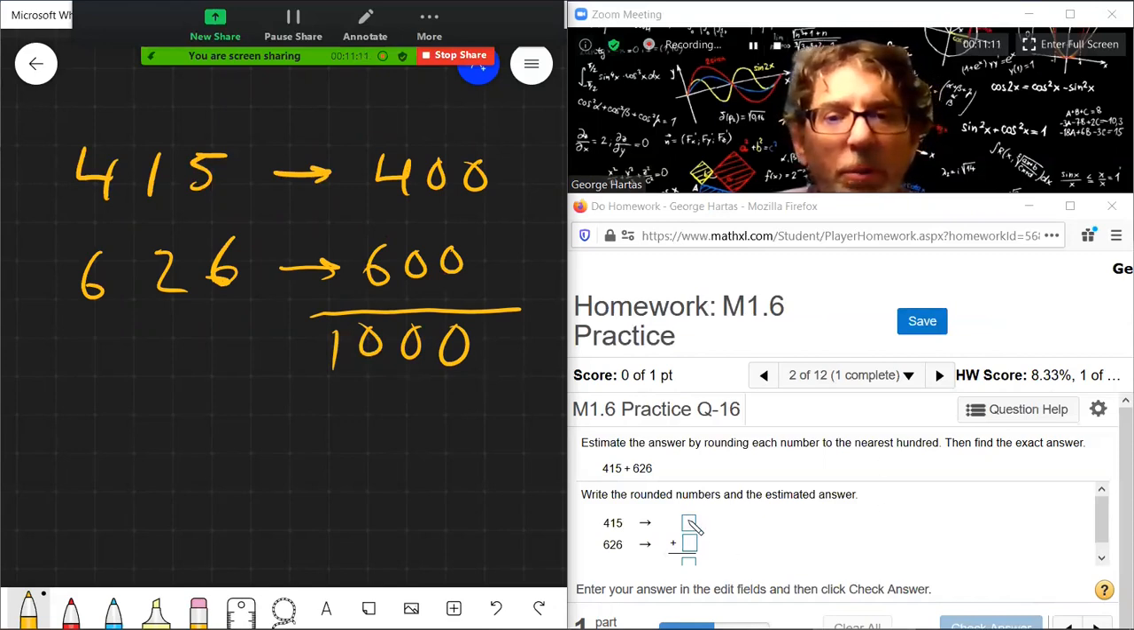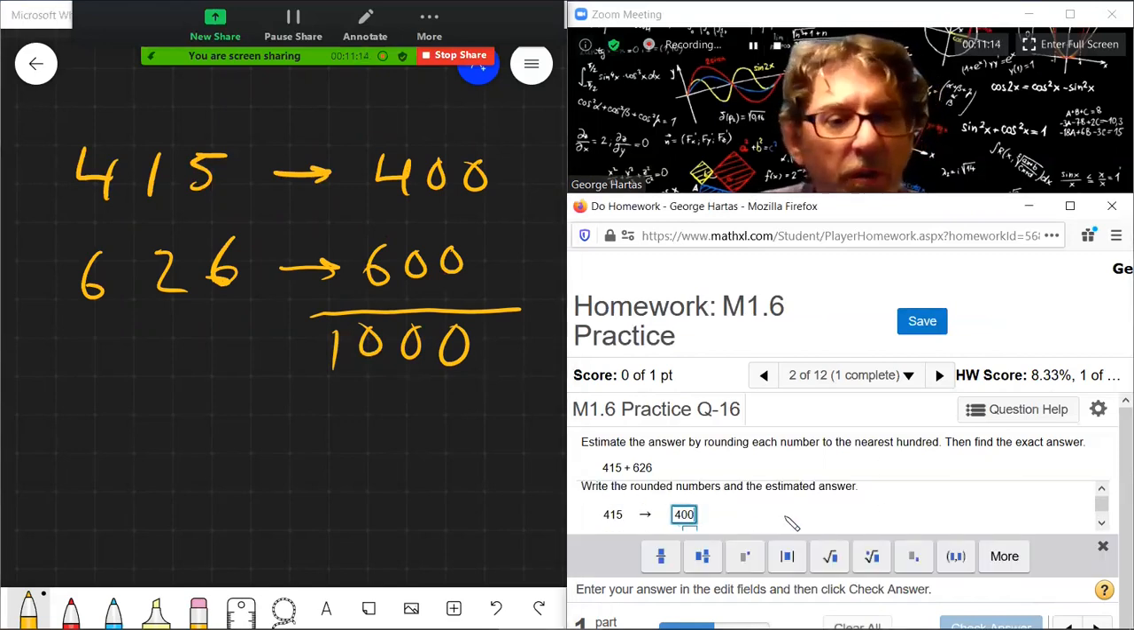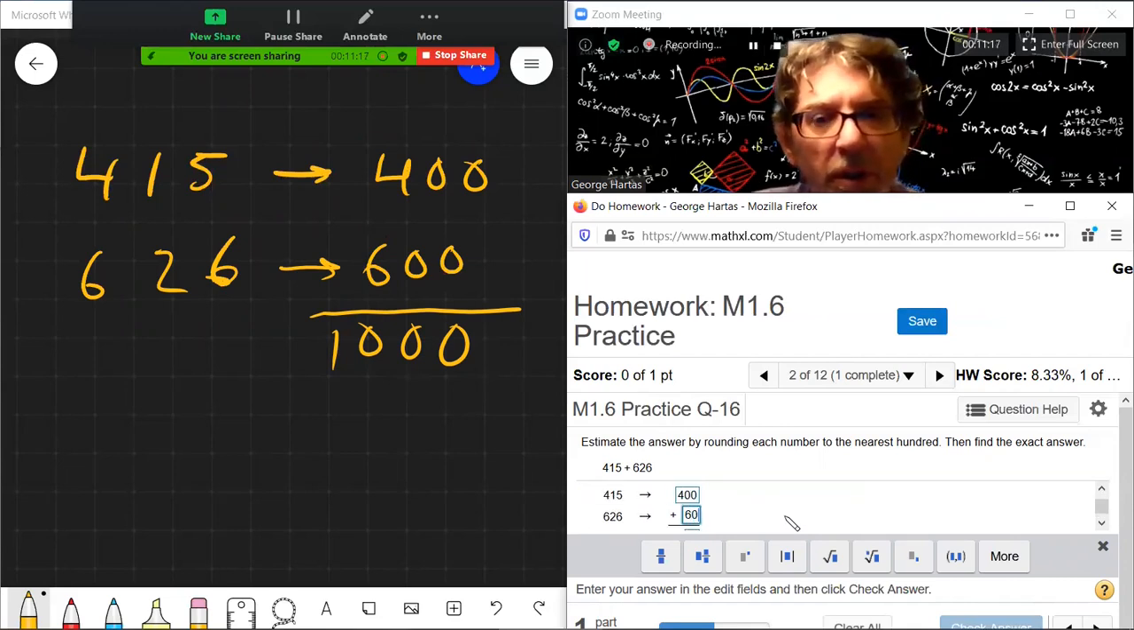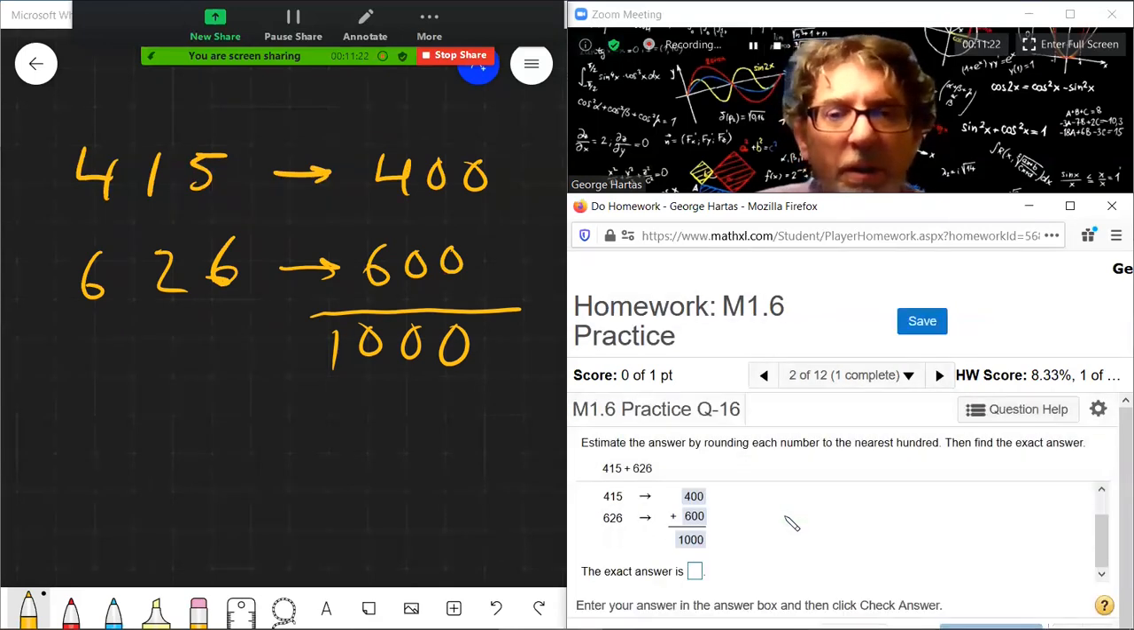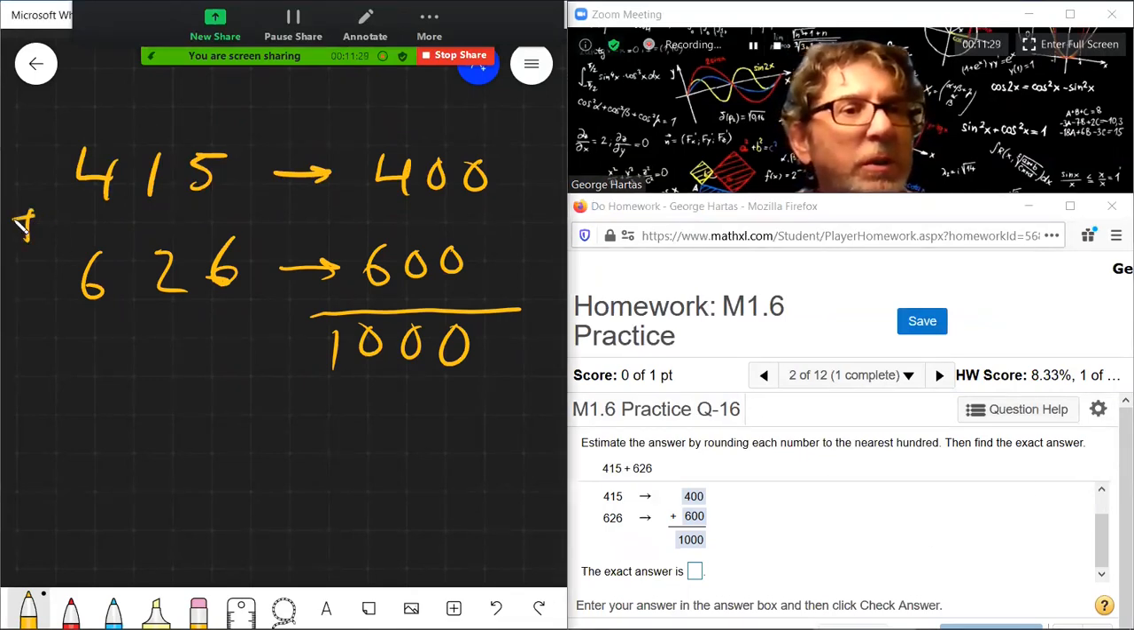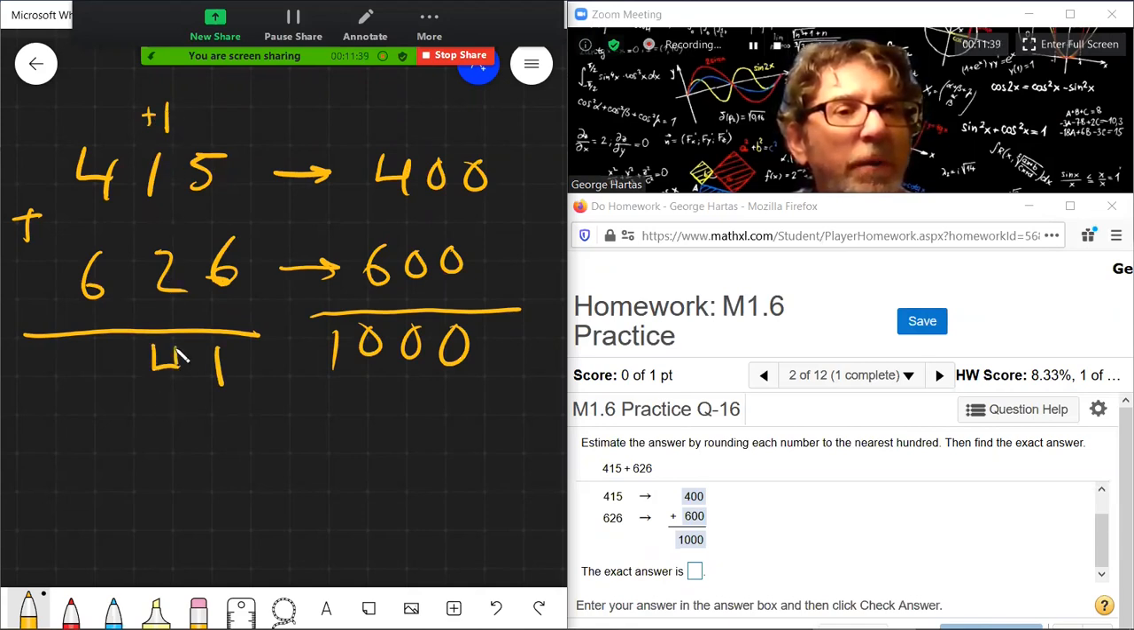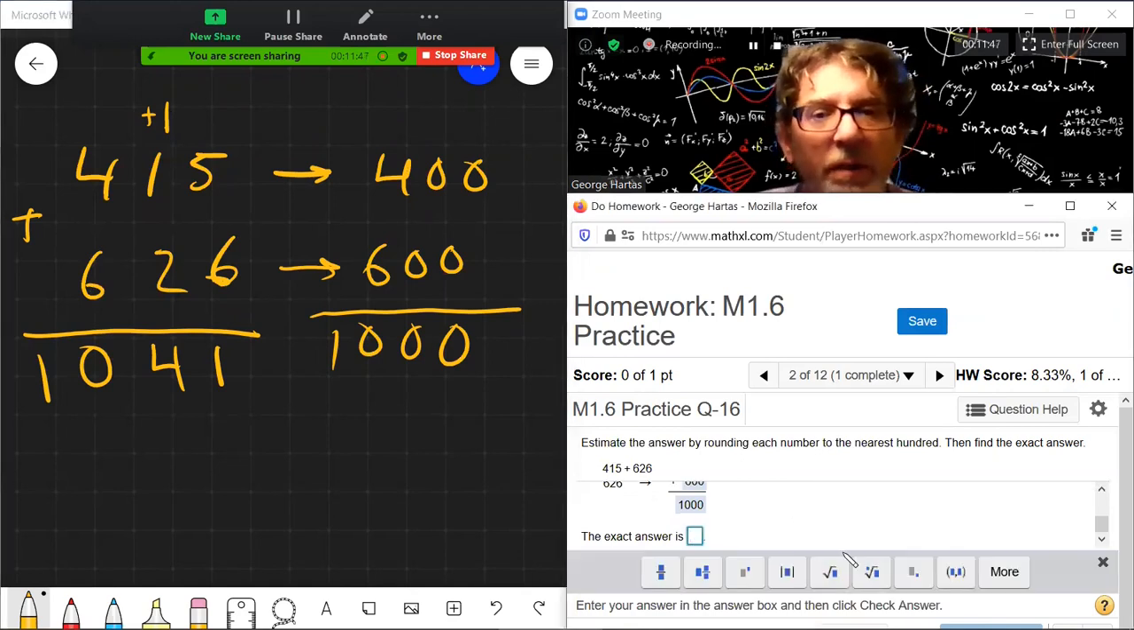So let's put in our intermediate numbers in here. 400, 600, 1000. And now they want the exact answer, which means we're going to add the original numbers. 5 plus 6 is 11. 1 and 1 is 2. 2 and 2 is 4. 4 and 6 is 10. So our exact answer is 1041.